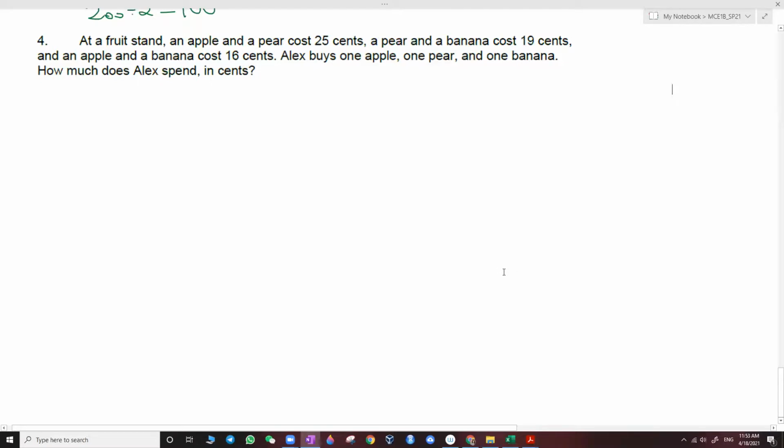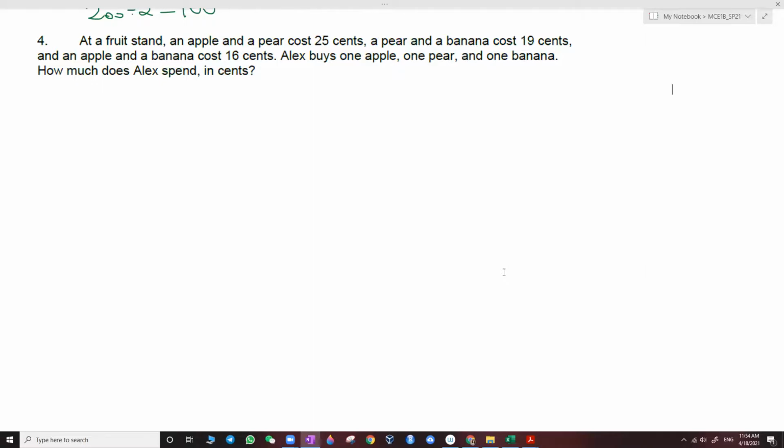At the fruit stand, an apple and a pear cost 25 cents. A pear and a banana cost 19 cents. And an apple and a banana cost 16 cents. Alex buys one apple, one pear, and one banana. How much does Alex spend in cents?